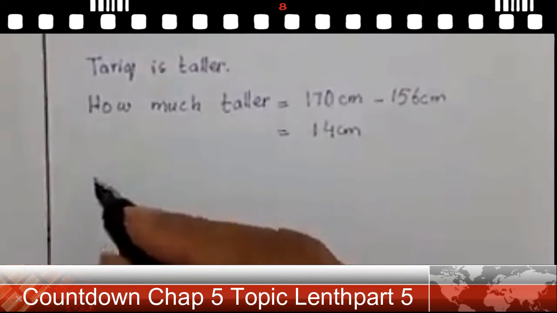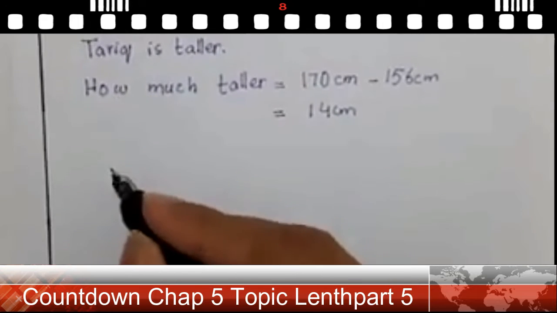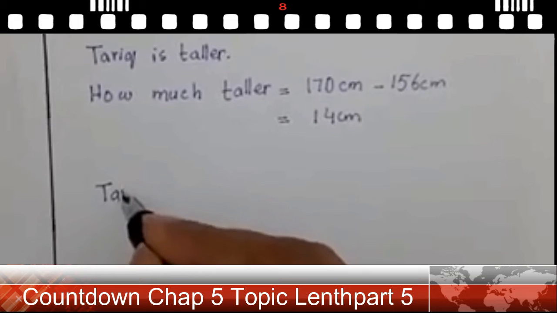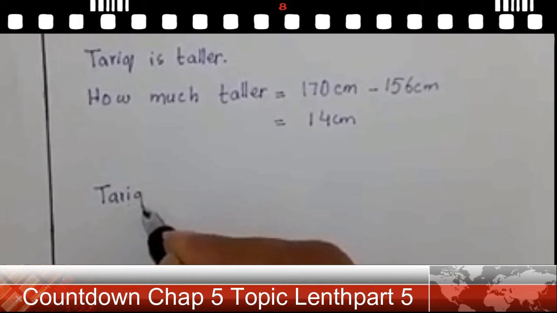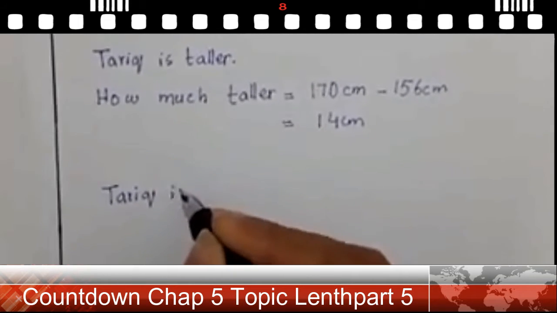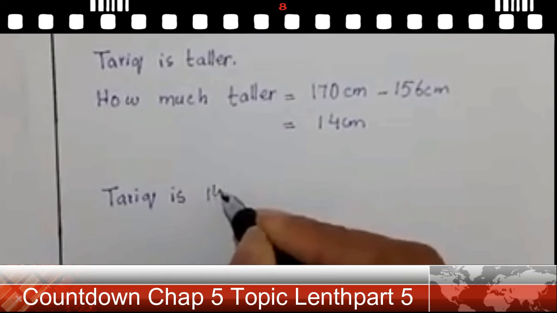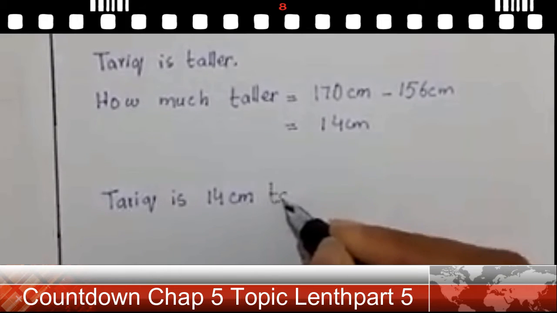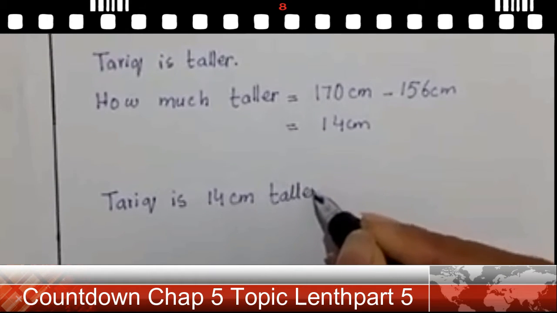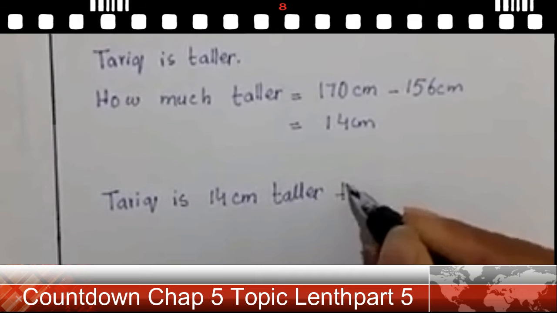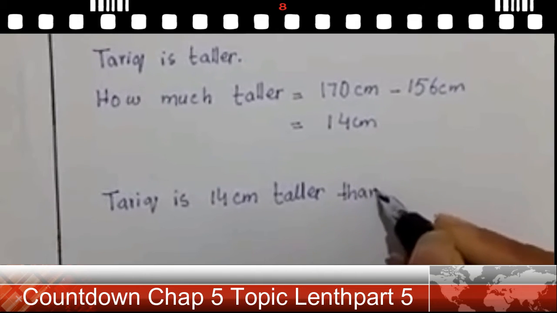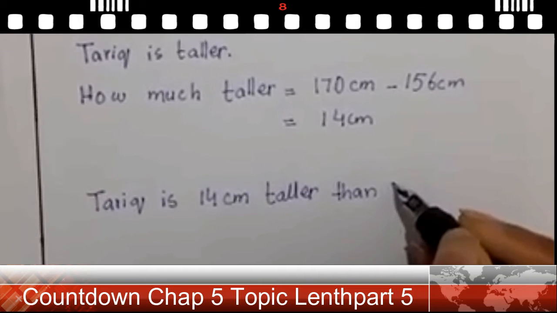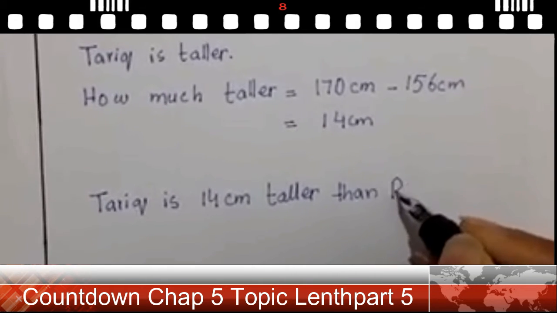So what we have to write? We have to give our answer in a statement form. We will write Tariq is 14 centimeters taller than. Than is used for comparison. Then Rashid. Because Rashid is a name, so we will write R capital.